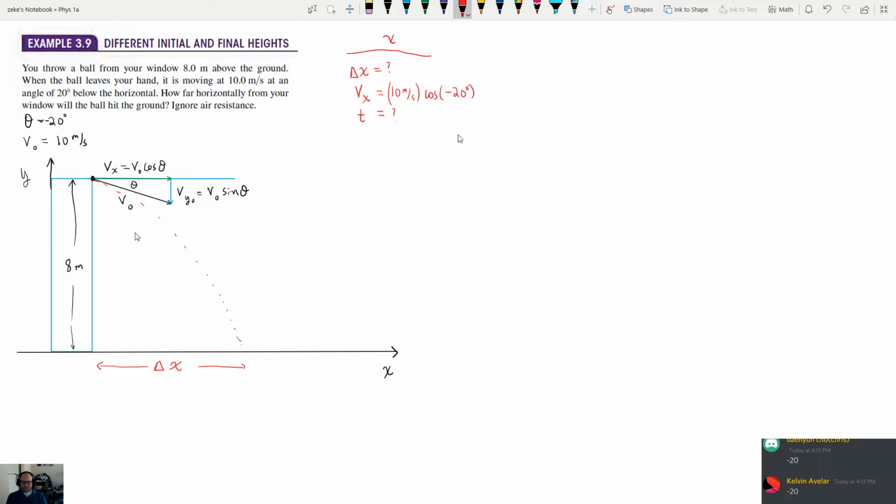And that'll give us a number. We'll write it down here. Vx is equal to 9.3... I guess we just call it 9.9 or 9.4.